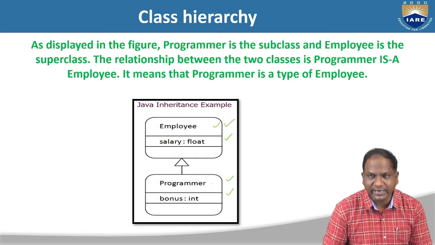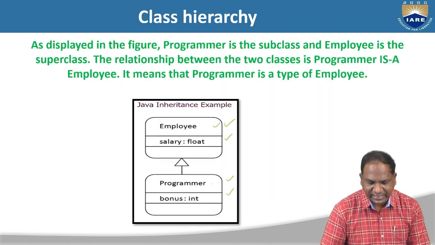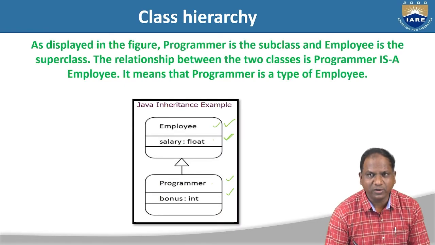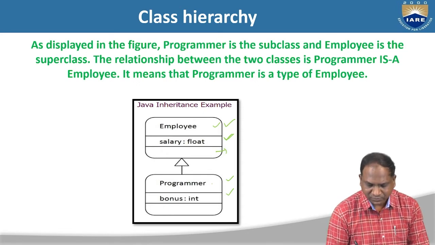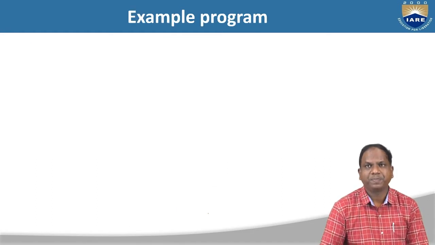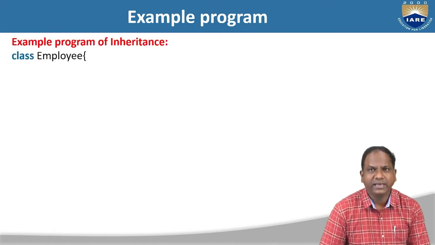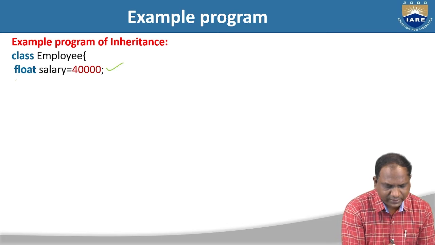Take a small example program on inheritance. Remember this diagram. Employee has one variable, float salary, and does not have any methods, according to the requirement. Programmer has one variable, int bonus, and also does not have any methods. Now see the example program of inheritance. In class employee, I have only one variable, float salary, and I give it some value, say 40,000.